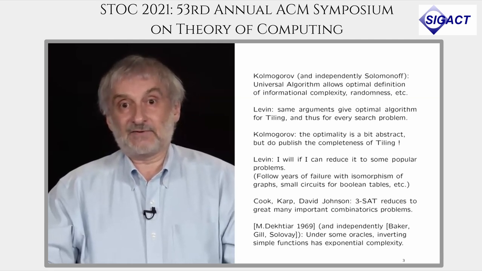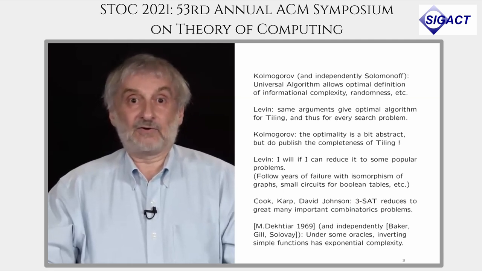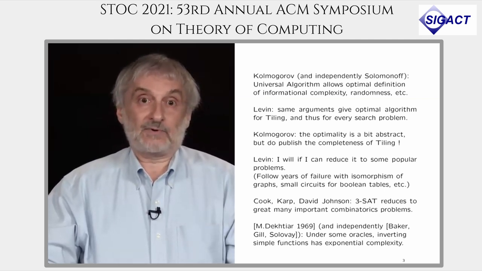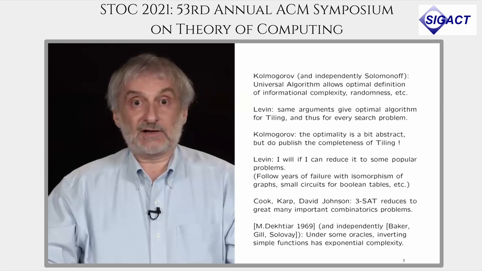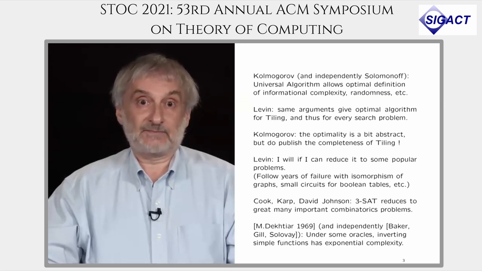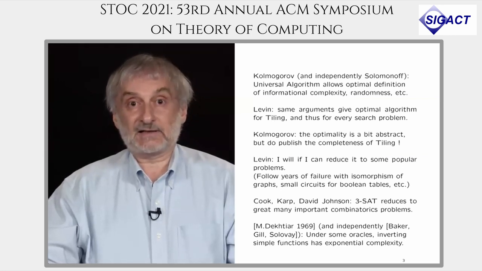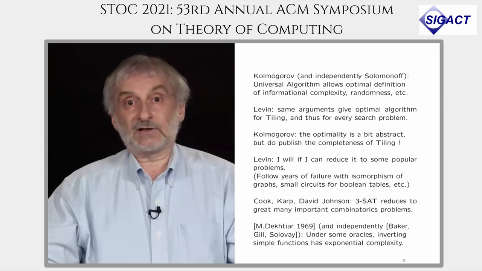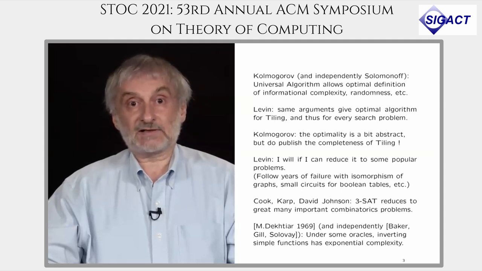But the greatest developments by far were going on in the United States. Cook, Karp, and David Johnson made a really revolutionary discovery. They found that 3-SAT reduces to a great many important combinatorial problems. Combinatorics received much attention in the West, and these results became a coup.